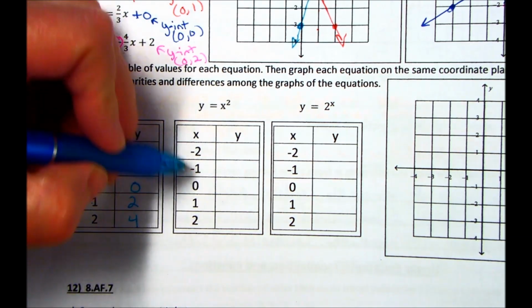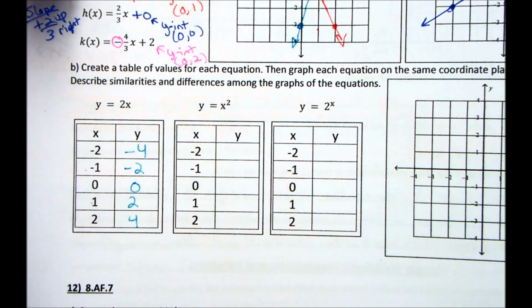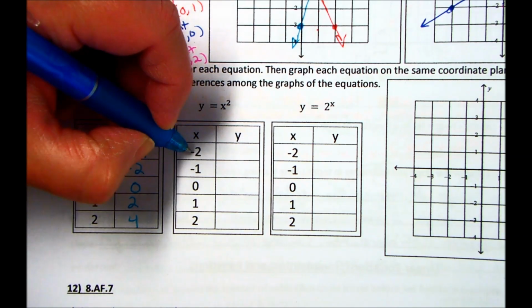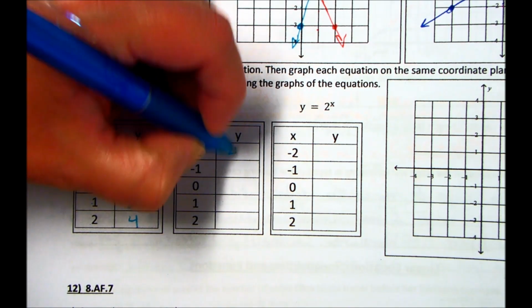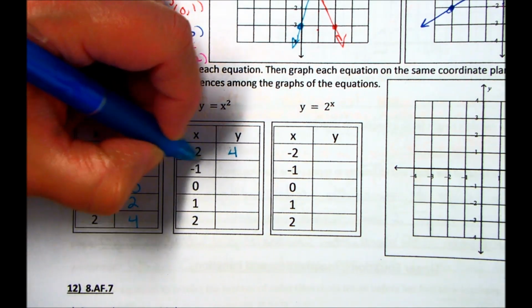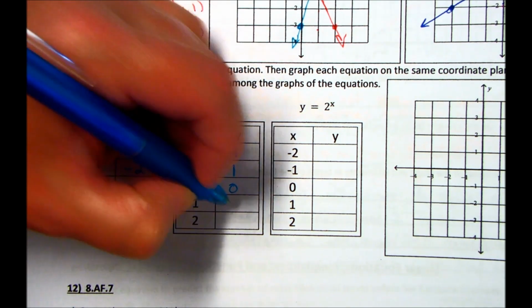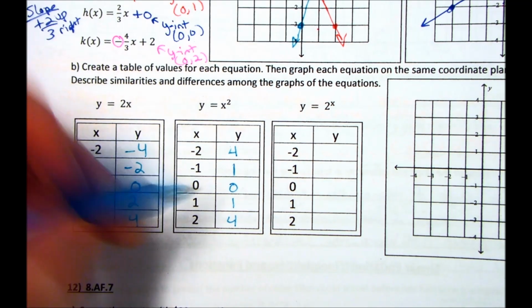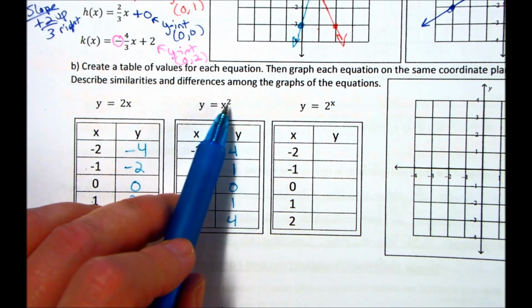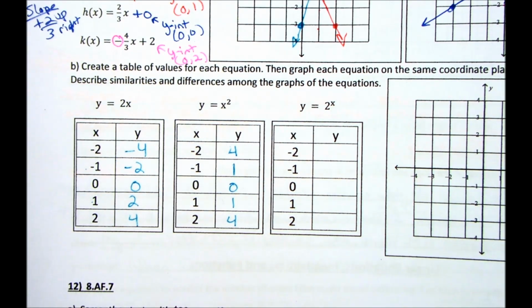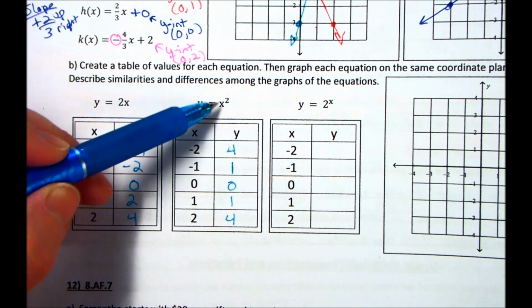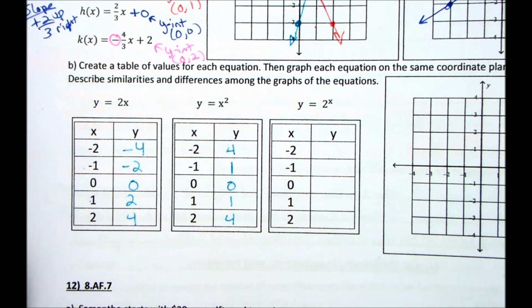If you square all of these values, that's basically multiplying it by itself. So a -2 times another -2 would equal a +4. -1 times another -1 would equal a +1. 0 squared would be 0, 1 squared is 1, 2 squared is 4. So they all end up being positive. When you square a number, whether it's negative or positive, you get a positive outcome.